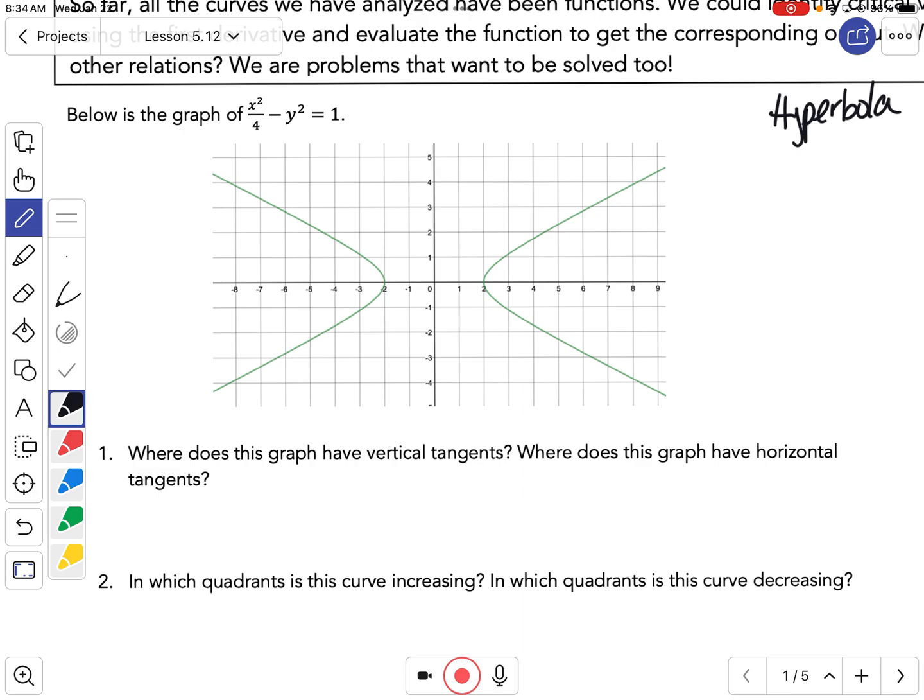Find dy/dx using implicit differentiation. So what we have is x squared over 4 minus y squared. We're going to take the derivative of both sides. So 2y.